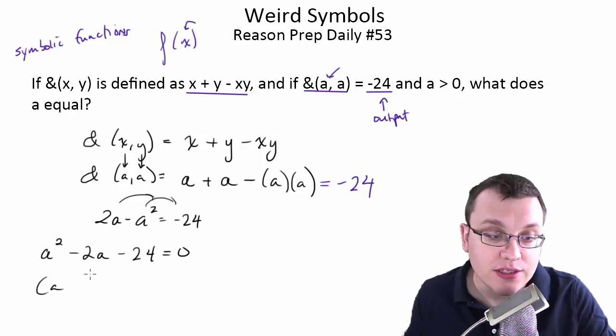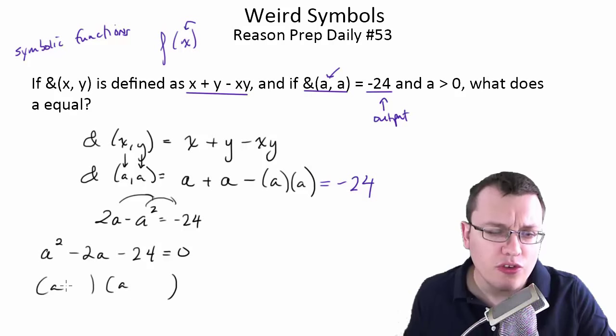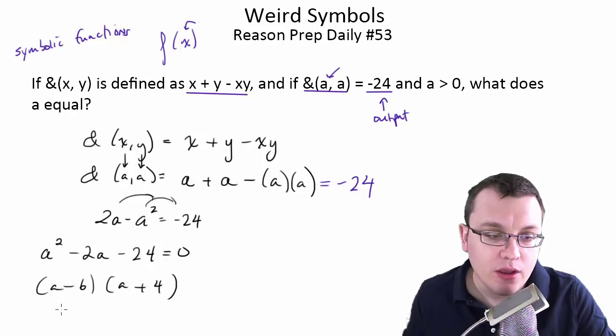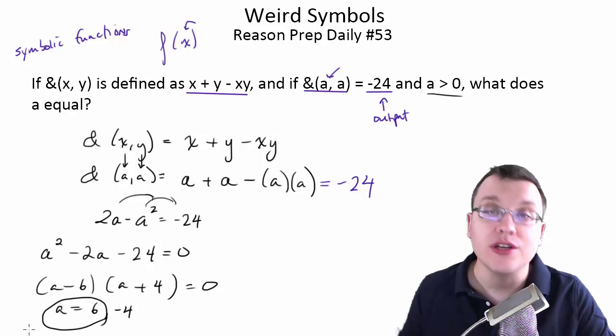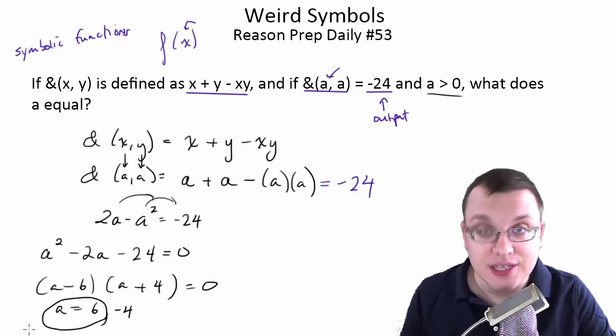So now we'll factor this. So this will be minus 6 and plus 4. So a is going to equal 6 or negative 4. Now in the question, they told us that a is greater than 0, so we're going to take this solution. So the answer to this one is 6.